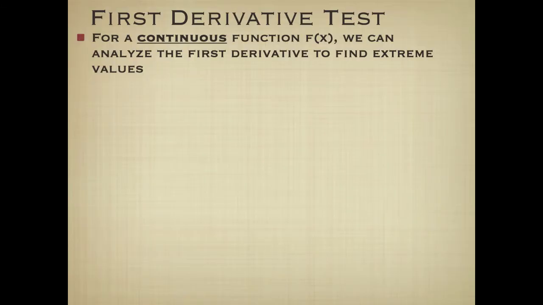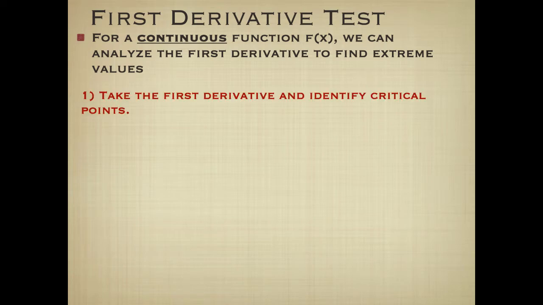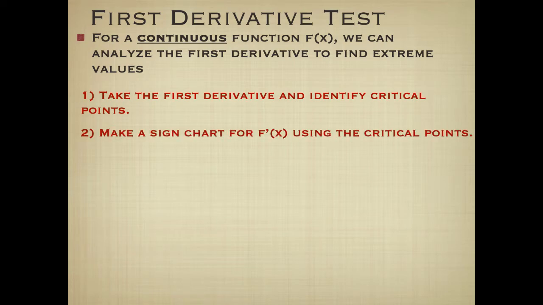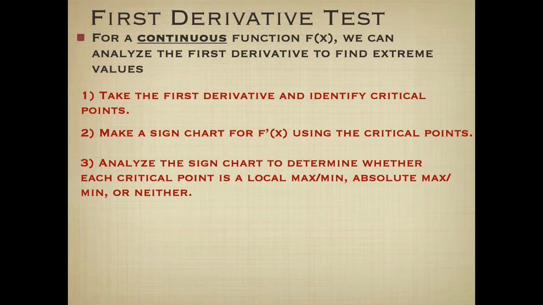The first derivative test. For a continuous function f of x, we can analyze the first derivative to find extreme values. Take the first derivative and identify the critical points. Make a sign chart for f prime of x using the critical points, and analyze the sign chart to determine whether each critical point is a local max or min, absolute max or min, or neither.